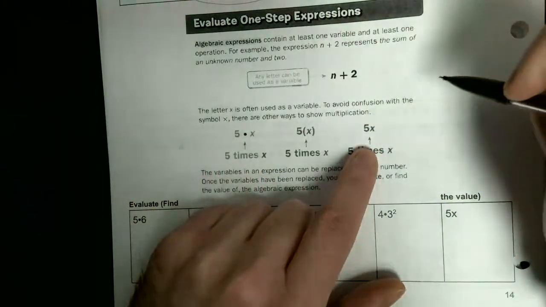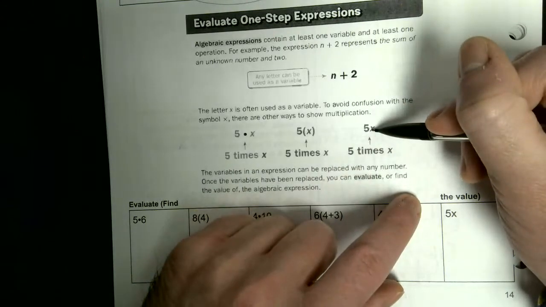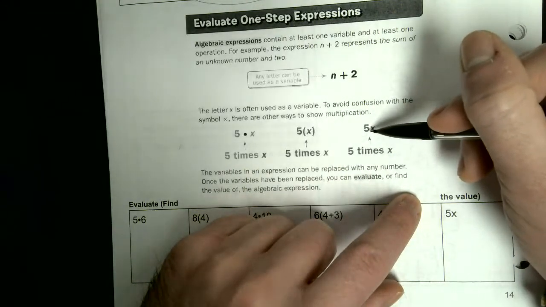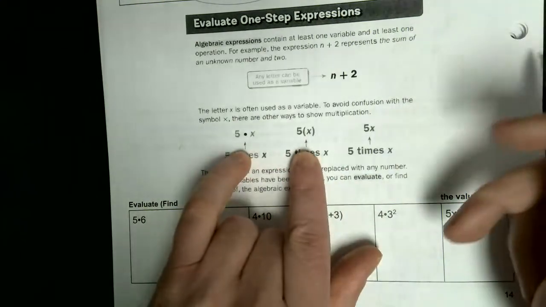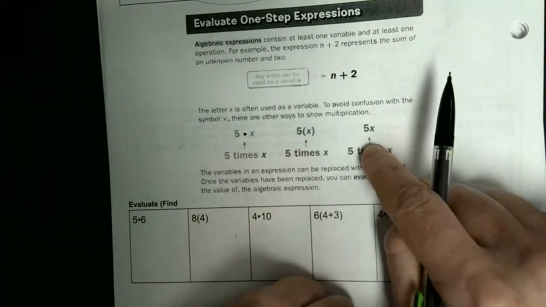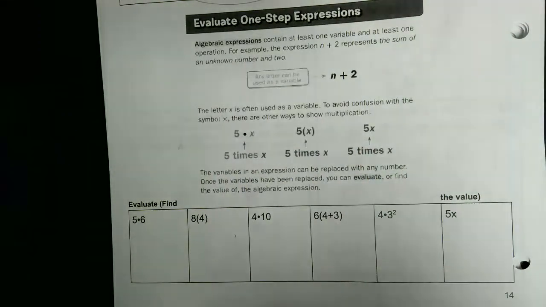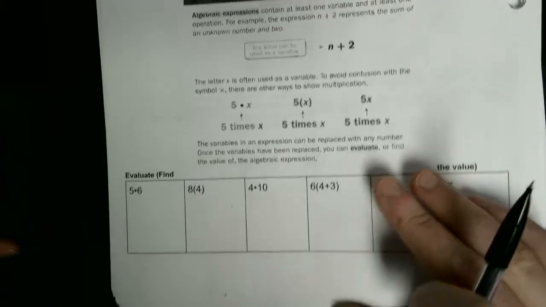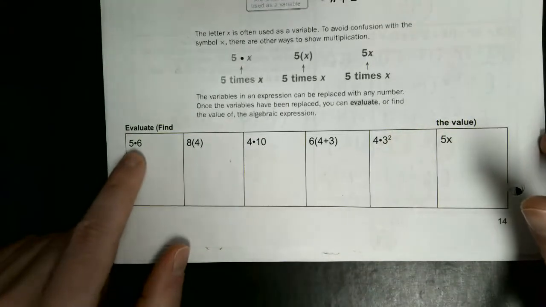Another way is if you have a variable, you can just put the number right next to the variable. That also shows multiplication. But these 2 are the ones we're going to use the most often. You might see this one as well. So what we're going to do is practice finding these products now using these different multiplication symbols.